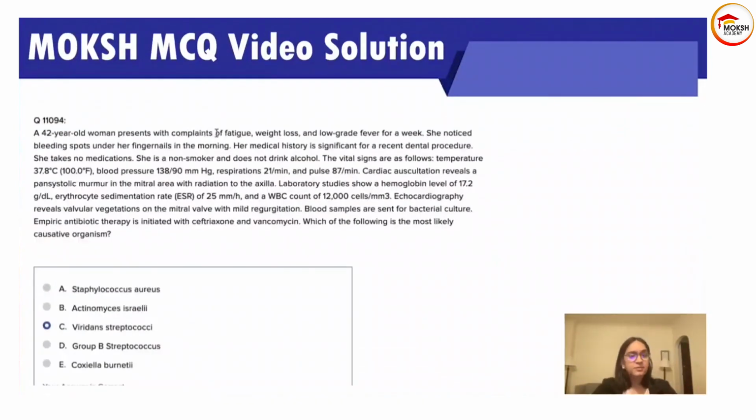It's the same thing with fatigue, weight loss, low-grade fever, and she takes no medications. Her vital signs are fine. Echo reveals a vegetation. Empiric therapy is initiated with ceftriaxone and vancomycin. So what is the most likely causative organism?